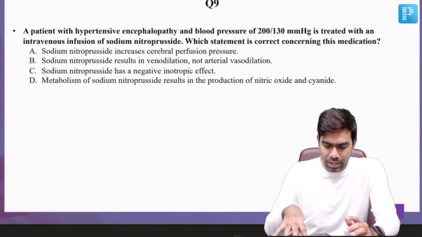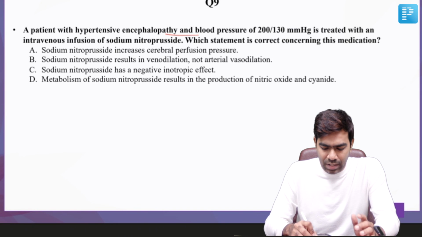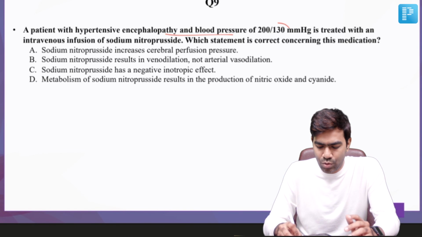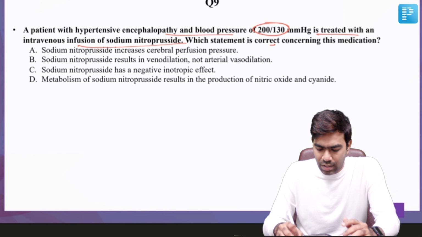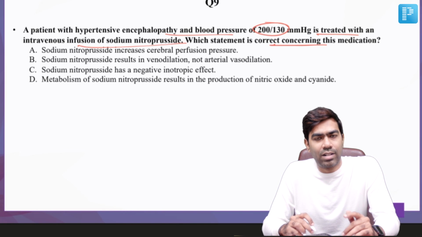And going to question number 9, a patient with hypertensive encephalopathy and blood pressure of 200/130 millimeters of mercury is treated with an intravenous infusion of sodium nitroprusside. Which of the following statements is correct concerning this medication?